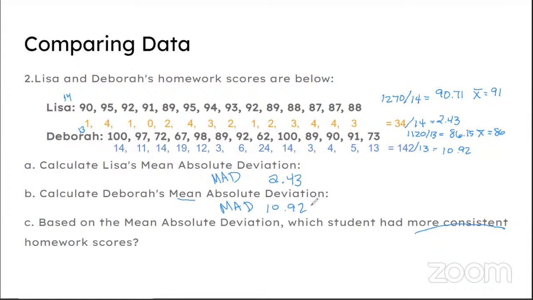Now, based on these mean absolute deviations, which student has more consistent homework scores? Well, the answer is obviously Lisa, because the mean absolute deviation is lower. That means she sticks closer to about having the same score all the time. So she produces consistent work. Whereas Deborah, she's hit or miss. Sometimes she's really good at her work. She got 100. And then sometimes she's not so good. She got 62. So Lisa is a more consistent student.